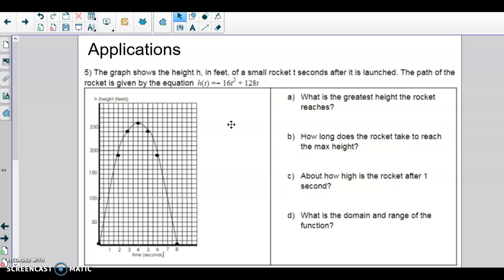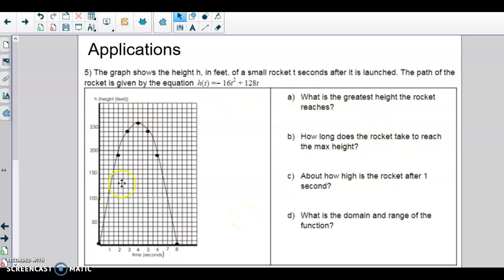So here's an example. This is what you have in your notes. The graph shows the height h in feet, so the y-axis here is height, of a small rocket t seconds after it's launched. The path of the rocket is given by the equation h(t) = -16t² + 128t. So this is a quadratic, obviously it's squared, where the x is time. So over time, how high does this object get? You can kind of picture this: when it's launched, it's rising, rising, rising, it reaches some maximum height, and then starts to fall down. So this is not horizontal distance. This is over time. As time goes on, the rocket will get to a maximum and then fall down.